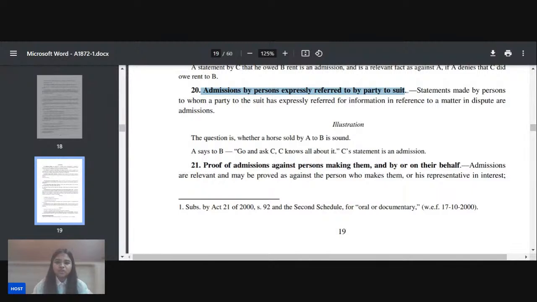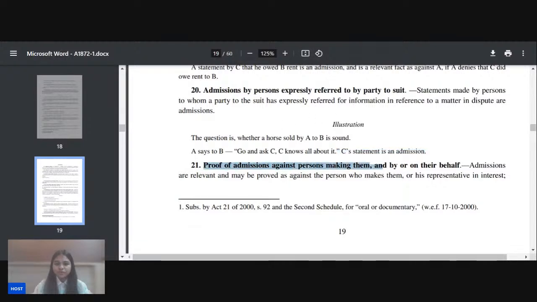Like if the question is whether a horse sold by A to B is sound or not. And A says to B, go and ask C. C knows all about it. In that case, C's statement is an admission. Remember this.